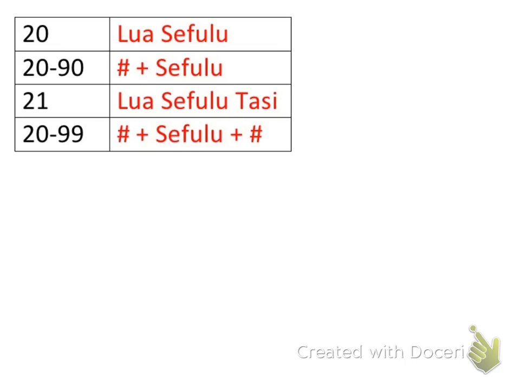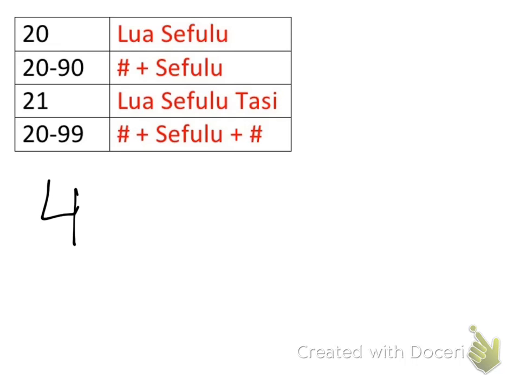So I gave you this example. So 21, well, let's just go over this together. This 2 right here is in the tens place, and so that's why I have a lua sefulu, because I have two tens, okay? I have 2 tens or 20, and then in my singles place, I have 1. It's not a 0, so I have to add a tasi on the end, okay?